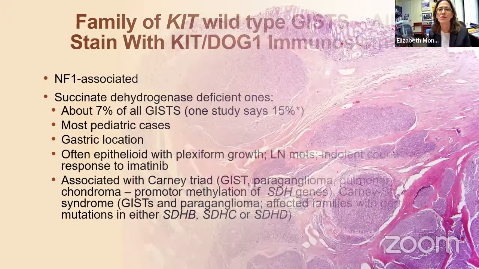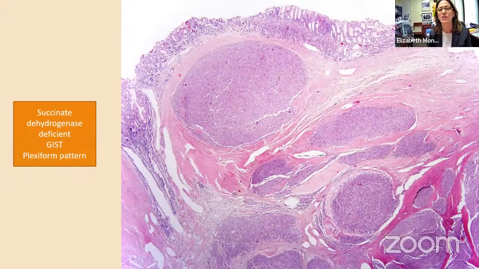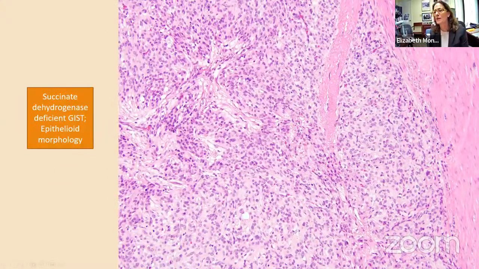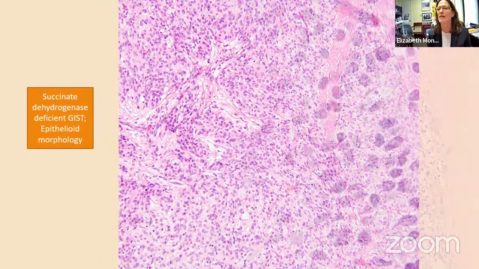So this is a nice succinate dehydrogenase deficient gastrointestinal stromal tumor, and the whole point, it's in the stomach, and it has this plexiform pattern. At high magnification, it's very, very uniform, very epithelioid, and you just have to think of it and get your KIT stain, and then you're going down the right path.